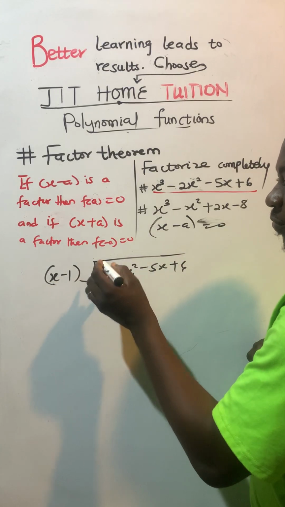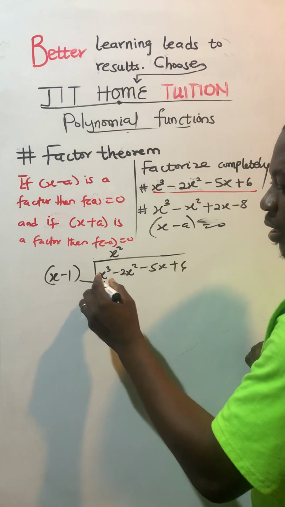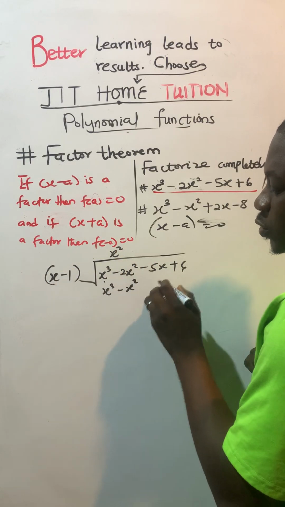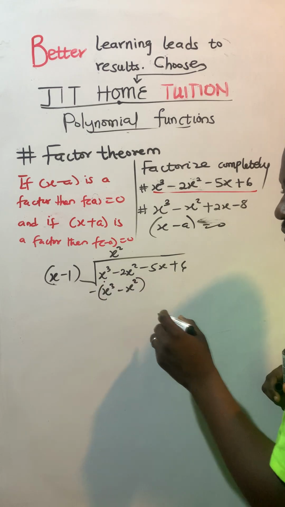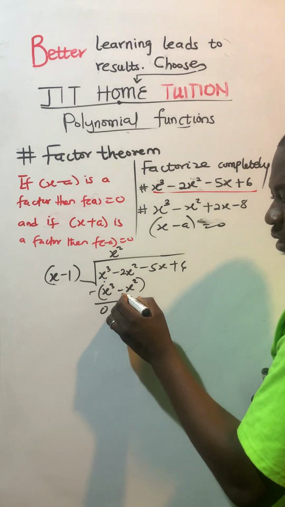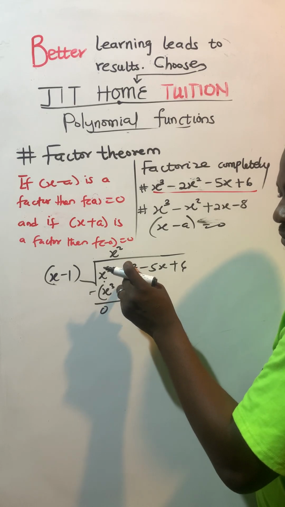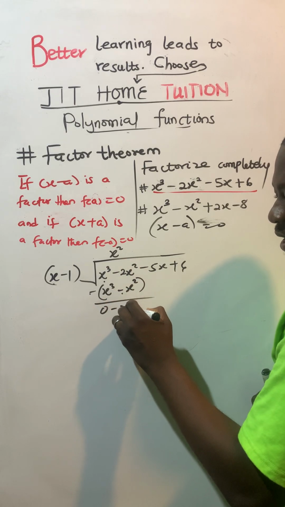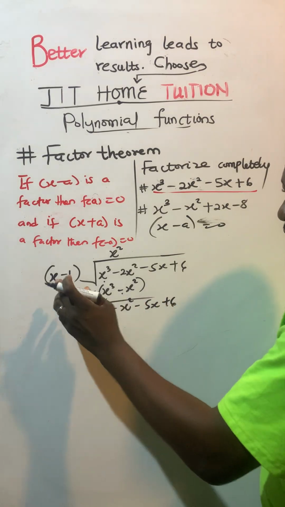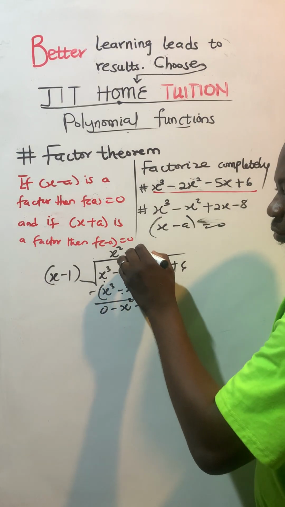So this one will come and divide, giving you x squared. Then come here, you have x cubed. The same to multiply this, giving you negative x squared. Then you subtract. So you have this one giving you 0. The negative will make it positive, but plus this, so that will make it x squared. Then you bring your -5x here plus 6. Then this one will come and divide, giving you x.